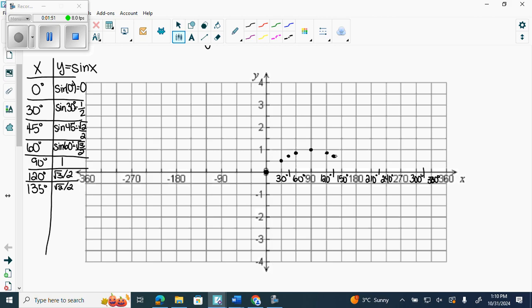And we have 150. What is it? What's sine of 150? Yeah, so a half or 0.5. And then what's 180 degrees? It's 0. Then 210 degrees?